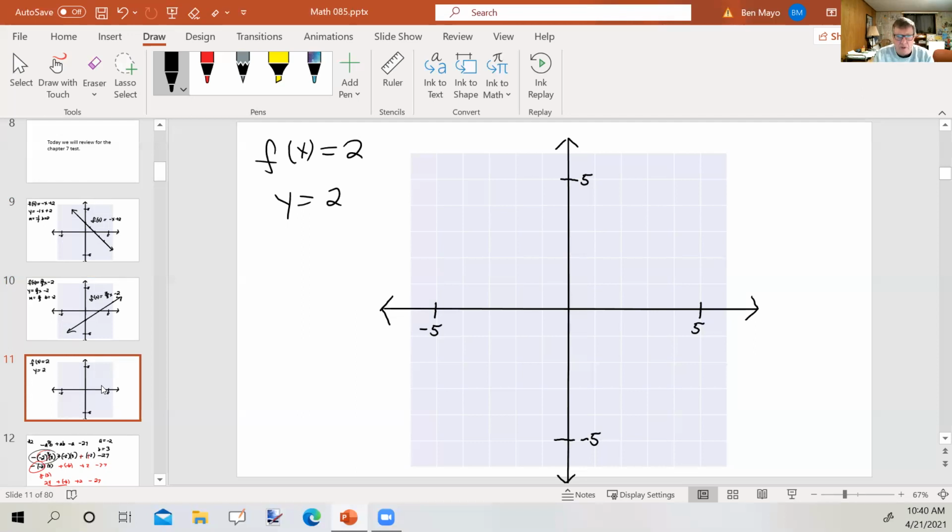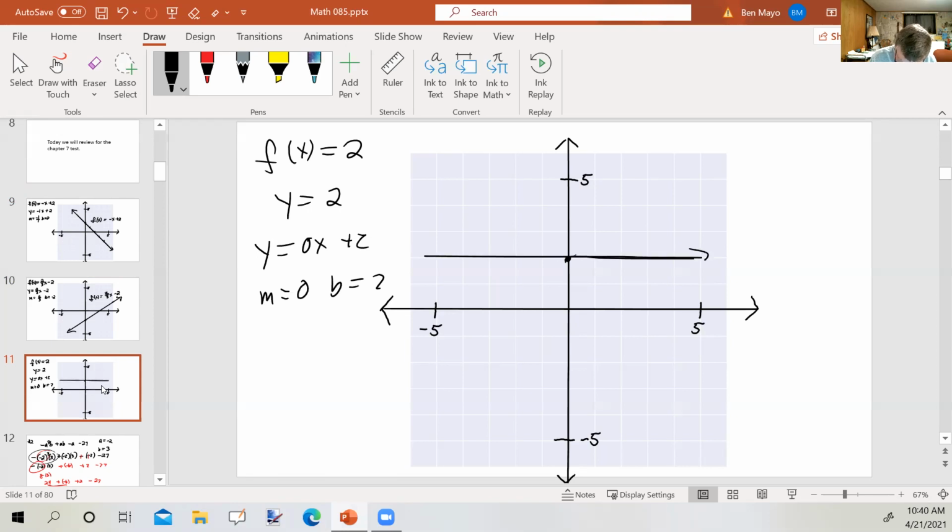If you have an equation with just one variable, and that variable is y, so we have y equals a constant, that is a horizontal line. You could also think of this as y equals 0x plus 2, which means the slope would be 0, and the y-intercept is 2. So if the slope is 0, there's no rise as you run, meaning that you would have a horizontal line. Whoops, my ruler slipped there. So this is f of x equals 2.